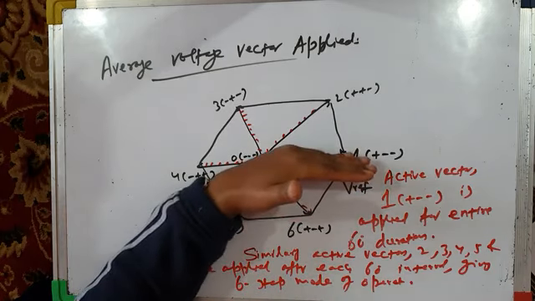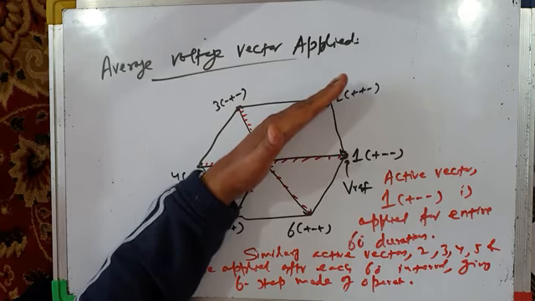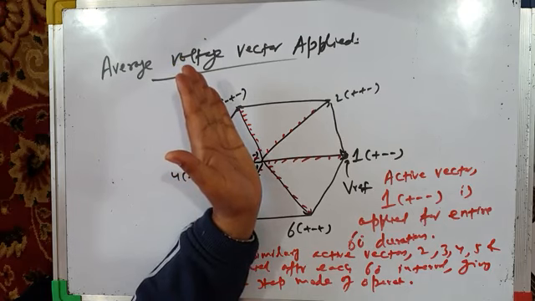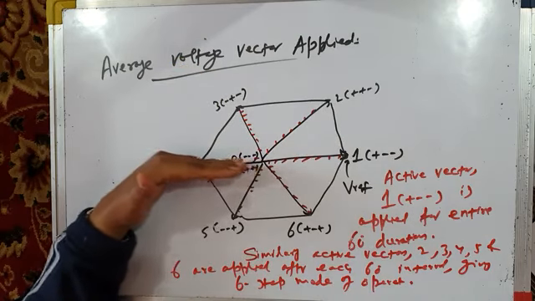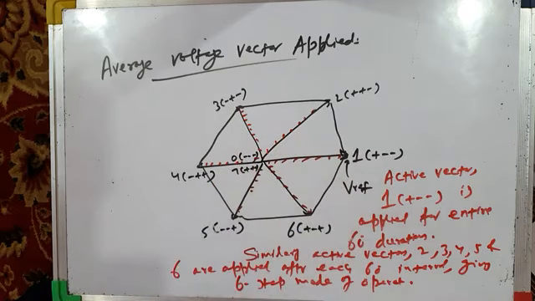Active vector 1 is applied for 60 degrees. Then 60 to 120 degrees, active vector 2 is applied. Then 120 to 180 degrees, active vector 3 is applied. Then again for 60 degrees, 4 is applied. Then 5, then 6. That completes one cycle and it gives you 6-step mode of operation or square wave mode of operation of your inverter.